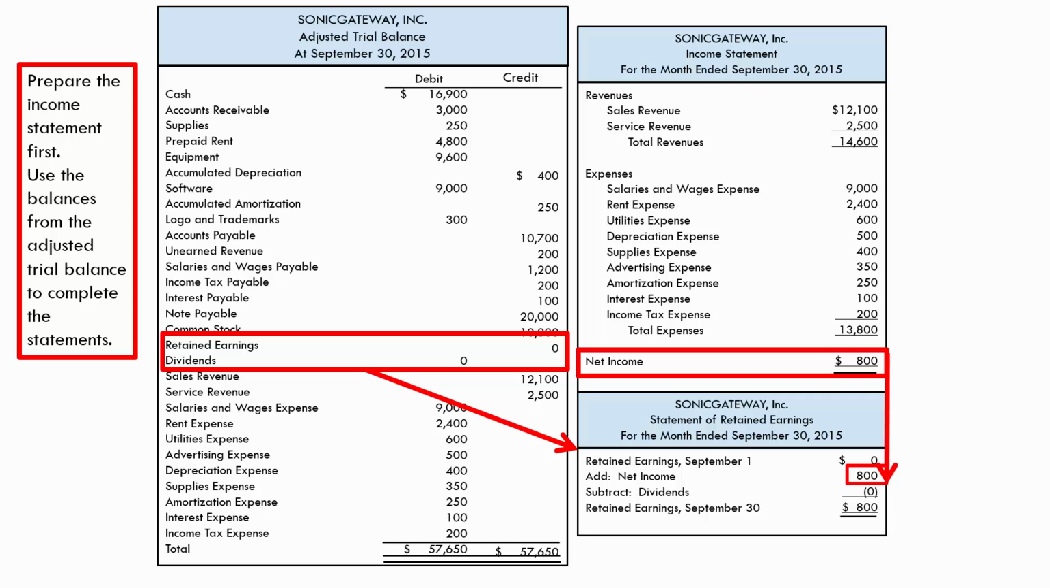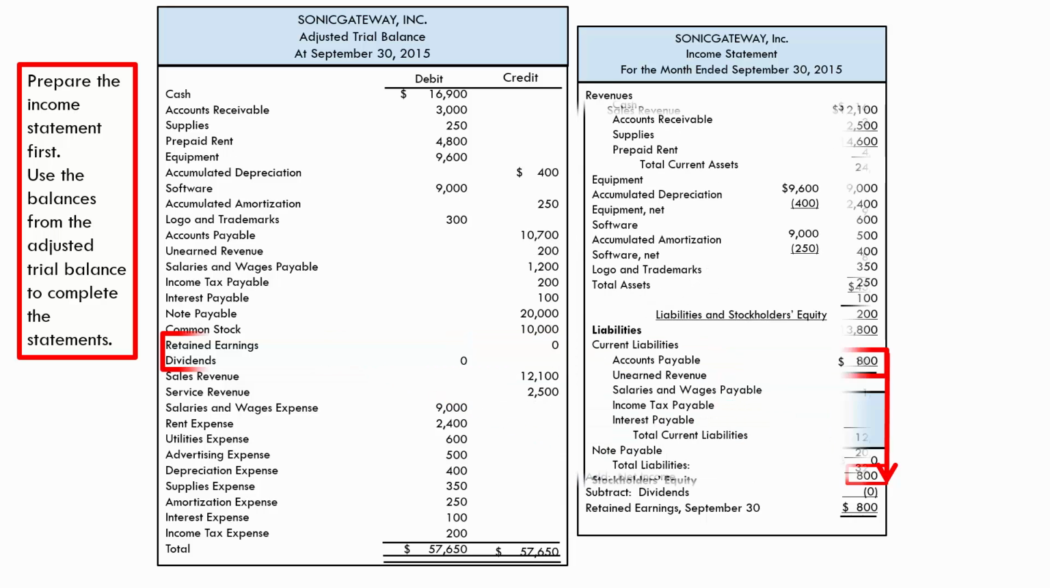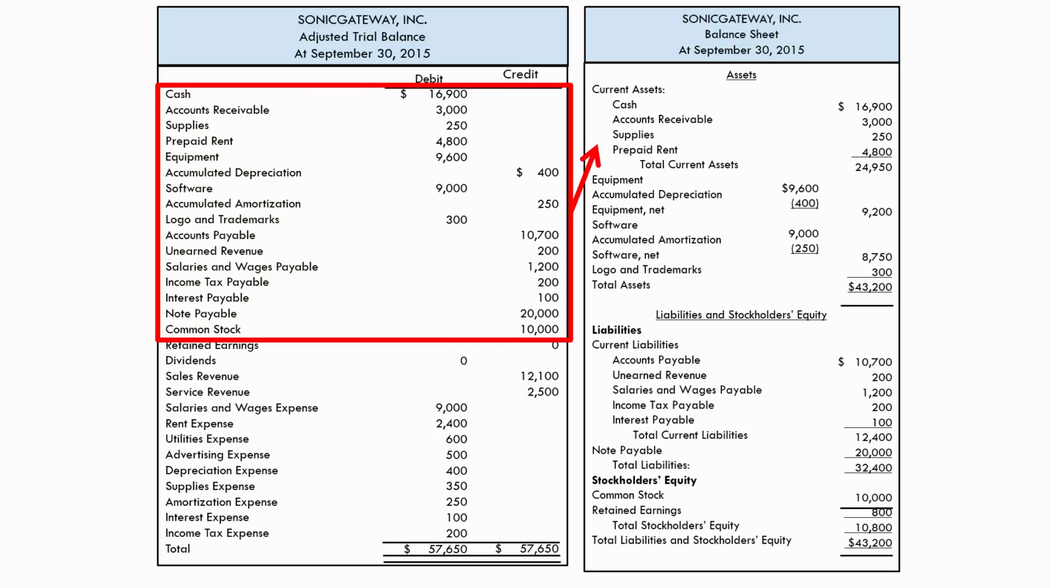Well, why didn't we do the balance sheet earlier? Why are we doing it in this order? Well, we need net income so we can go down and prepare our statement of retained earnings. And we also need our September 30th retained earnings balance so we can do our balance sheet. So now we can do our balance sheet, and we are going to pick up this retained earnings value of $800, which was from our statement of retained earnings.